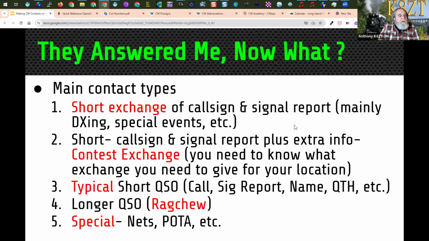And by the way, I'm going to tell you right now, if it's a DX station, you might be able to give a different signal report, but it really doesn't matter. They're probably going to put a 599 in their log and 599 in their log and continue. So you might as well send them a 599 if it's really busy.